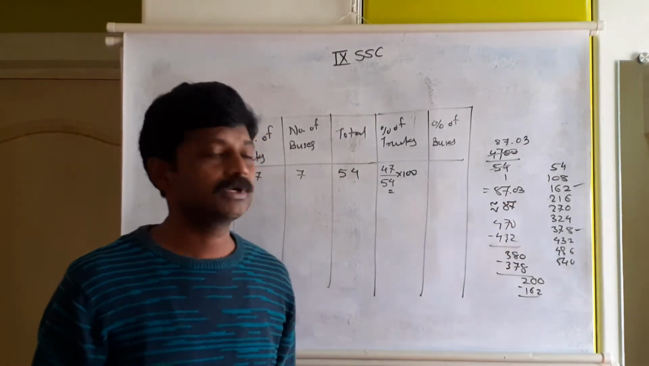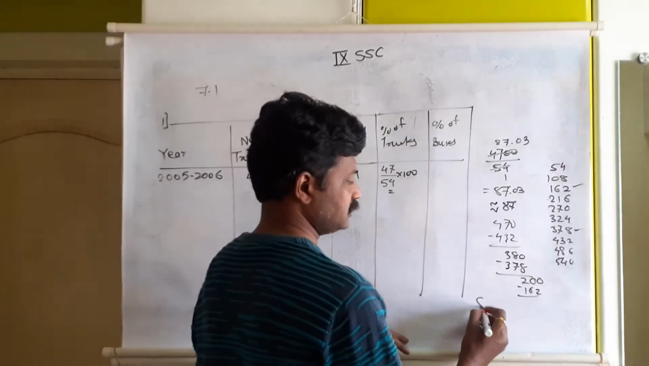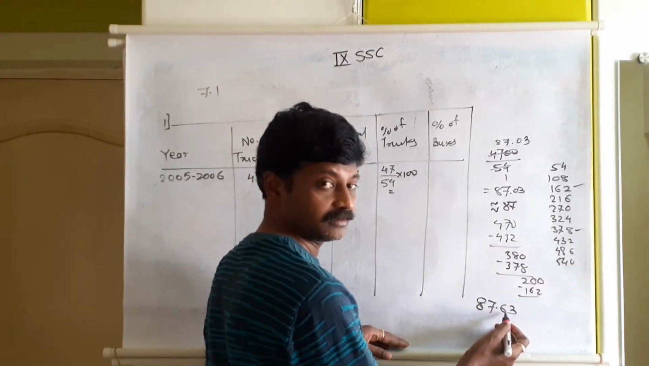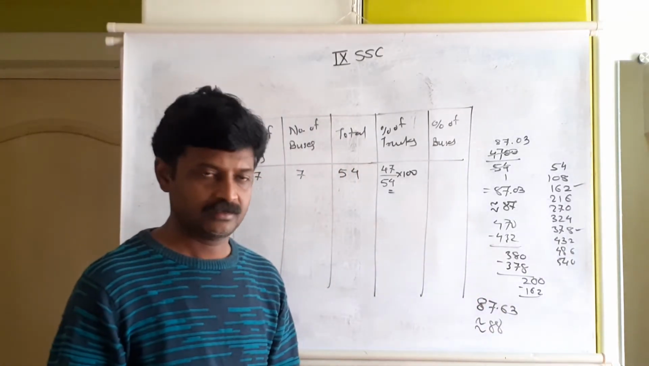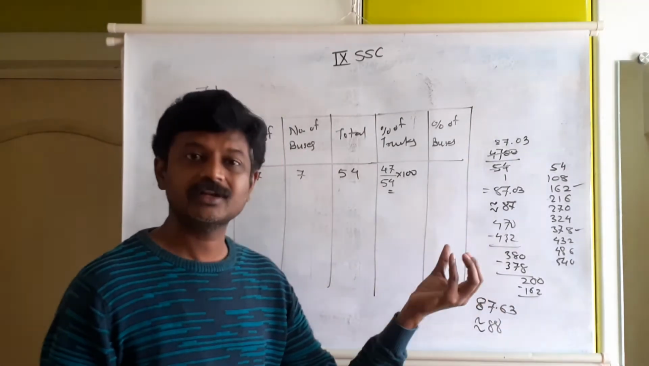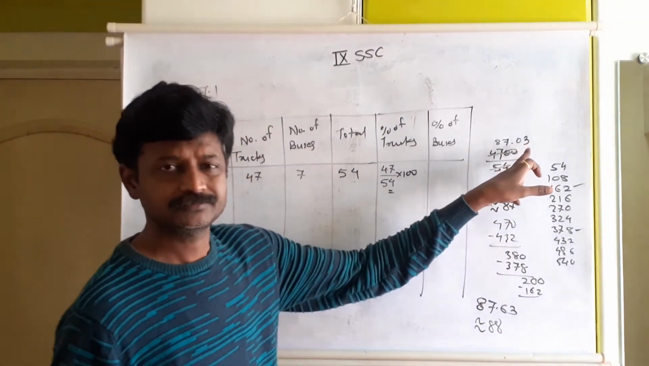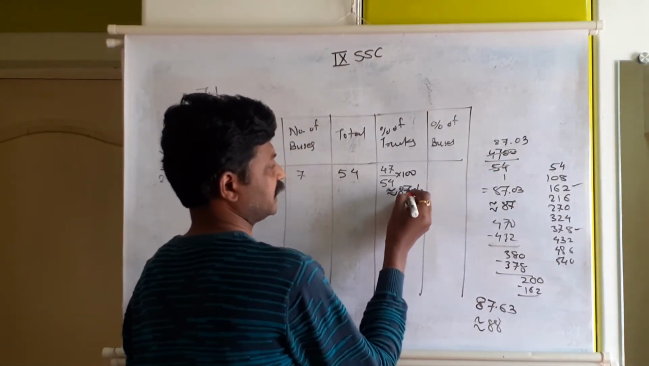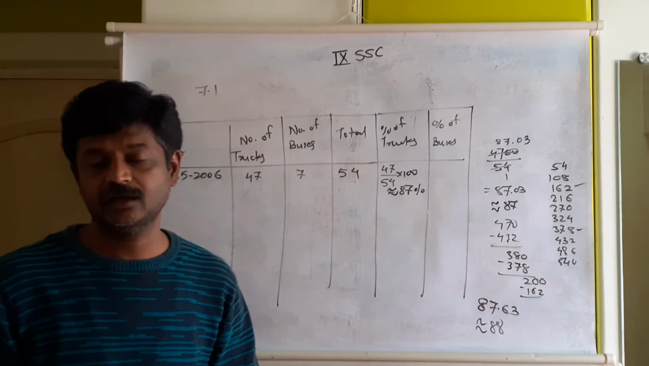But if after the decimal point the digit is between 5 to 9, one will be increased. Like if it is 87.63, after the decimal point the digit is 5 or more than 5, so one should be added to the previous integer. So 87 can be considered as 88, because this is more than half, or if it is equal to half it can be considered one additional. This is 87.03, so very small, less than half. So approximately this value is 87%. 47 out of 54 vehicles, trucks, means 87% out of 100.